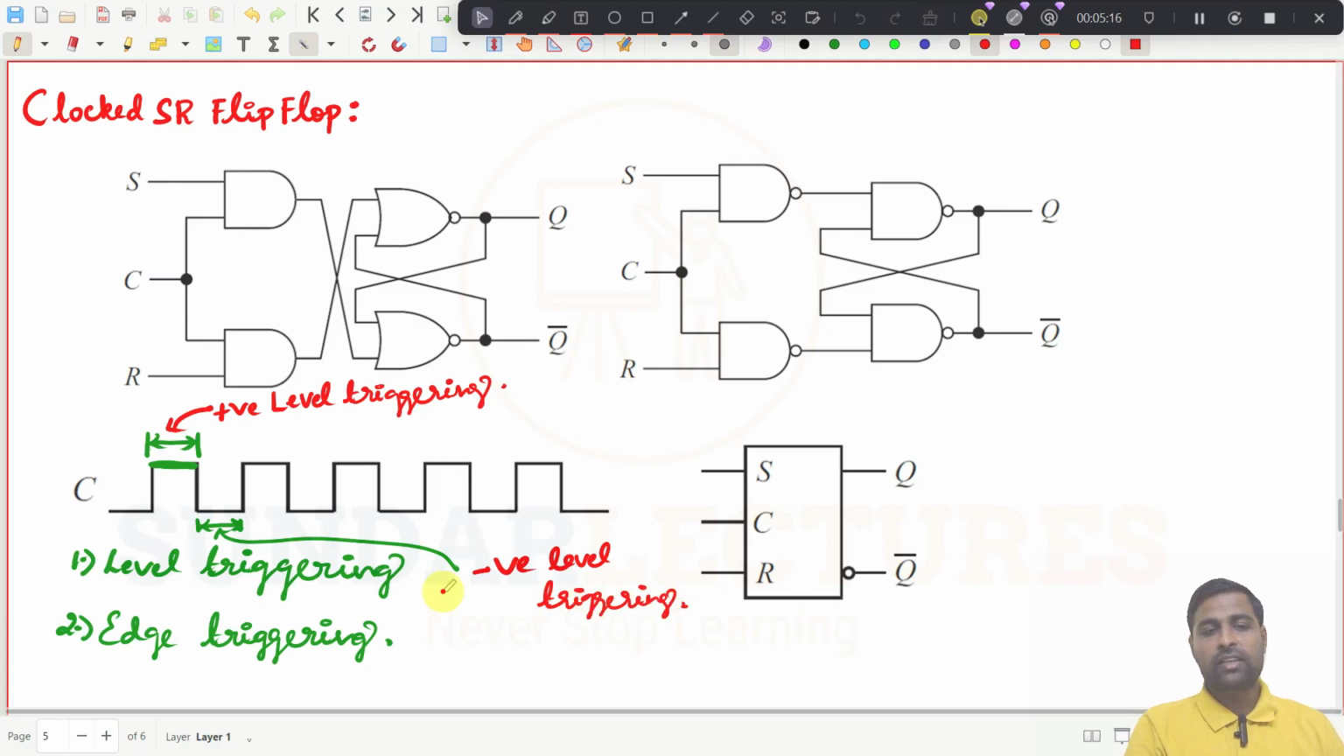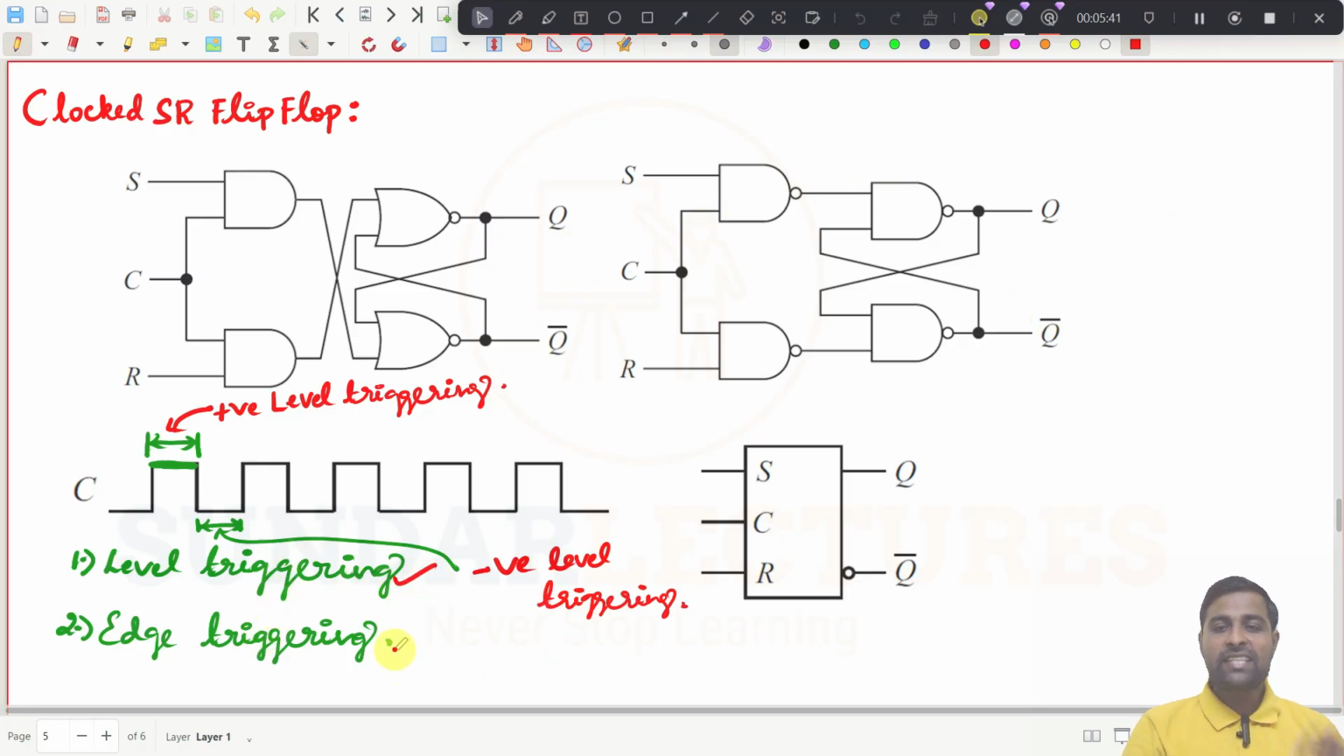So there are two things in level triggering. One is positive level triggering and one is negative level triggering, right? So when the SR latch, not latch, here it is flip flops, the SR flip flop is seeing the S value and R value at this period, then it is a positive level triggering, and this is the negative level triggering. And what is the other thing? This is the first one.